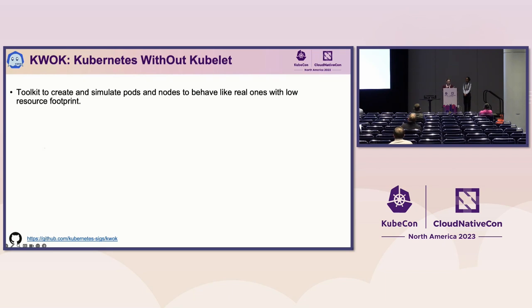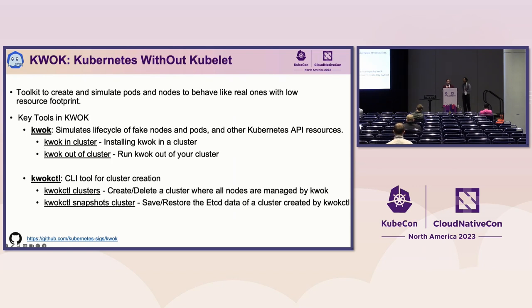It's a toolkit that you can use to create and simulate pods and nodes to behave like real ones, and it has a really low resource footprint. So some of the key tools that are coming out of KWOK are it offers you the ability to simulate fake nodes and pods and other resources with two main modes for installing, either in cluster or out of cluster. And we're just going to cover how we do this with a kind cluster. But then it also offers tooling to help you simulate and test your resource management needs.